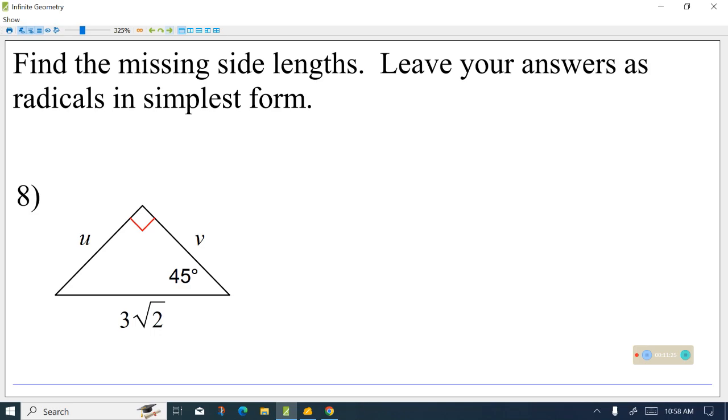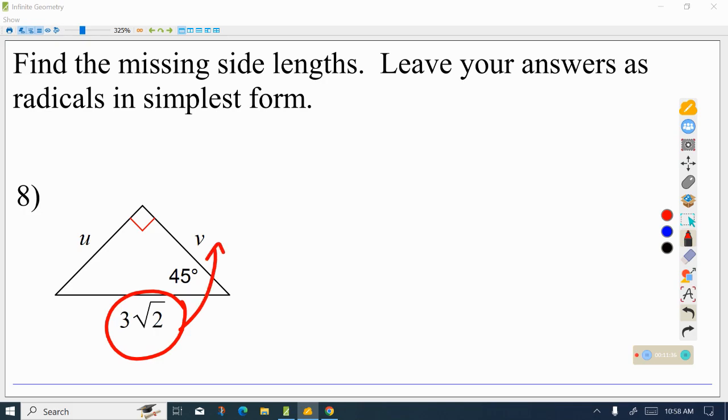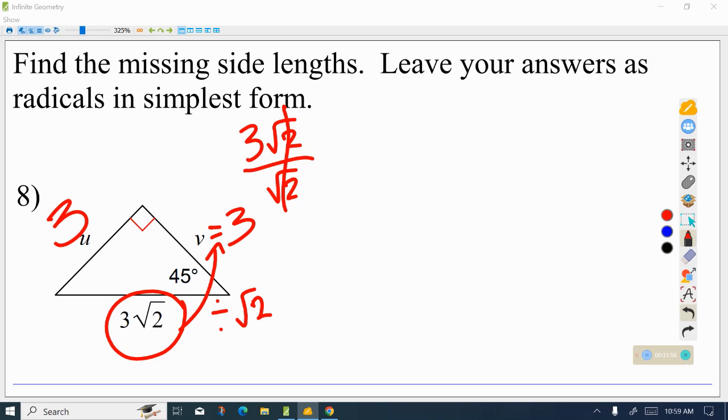Alright, so for number 8, in this case, you guys should see the 3 root 2, right? So what's going to happen? You guys should pause it, do it on your own. Hopefully you're back and you got the right answer. What you should do is divide by root 2. And so we should have 3 root 2. Oh, I wrote root 3. Root 3 goes for the 30, 60, 90s. So we should have root 2. So 3 root 2 divided by root 2 makes just 3. So both of these sides will be 3. So that's done also.